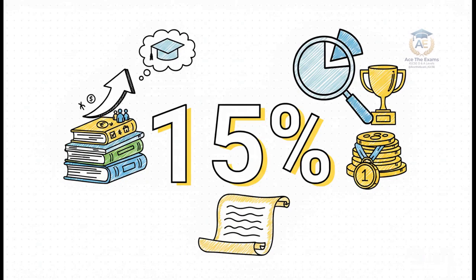Let's start with the stakes, all right? 15%. The social and economic development topic accounts for approximately 15% of your total marks in Paper 2. Now, I want you to really think about that. That is a massive chunk of your final grade. It is quite literally the buffer between an average score and a truly exceptional top-tier band. You cannot afford to leave these marks on the table.